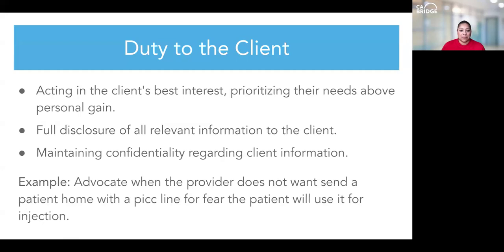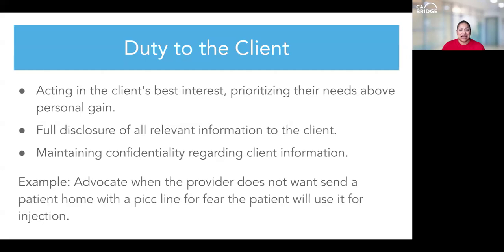So as an example, say you have a patient who has a PICC line and they self-disclose that they use drugs intravenously. You might have a situation where the provider mentions they don't want to send the patient home with the PICC line because they'll use it to inject drugs. This might be something that you've come across before, right? Like this might be something you've actually encountered.